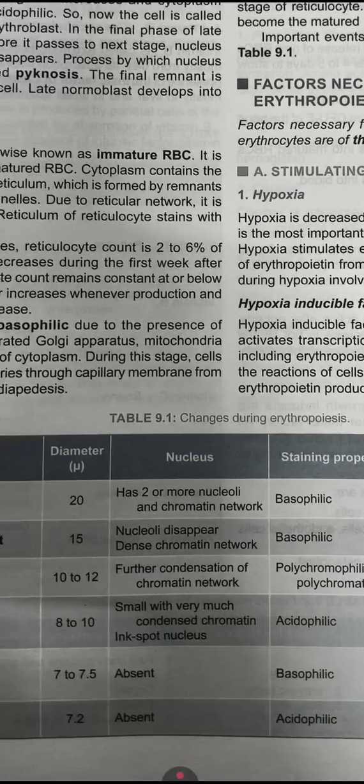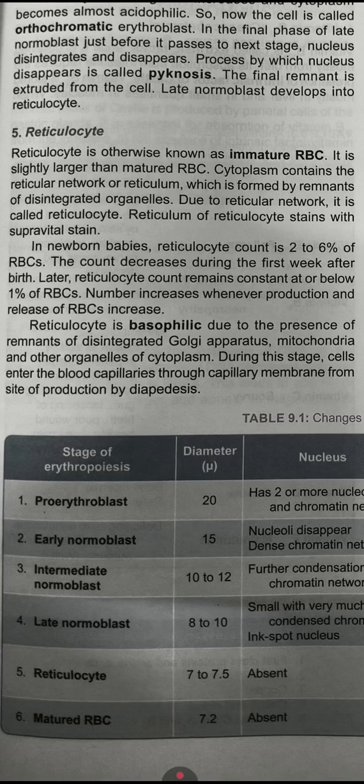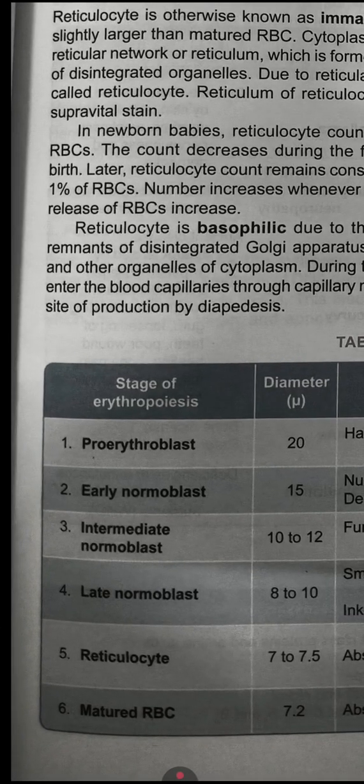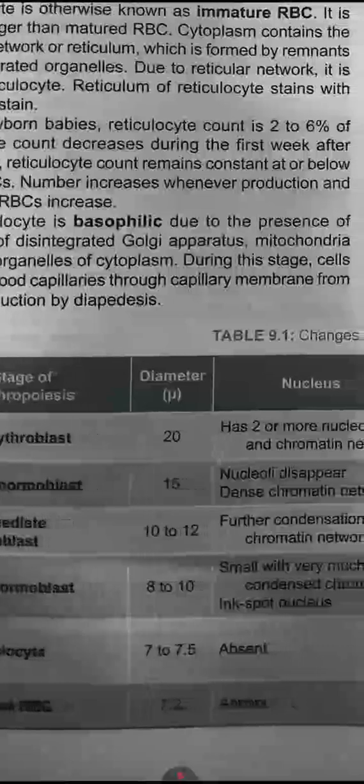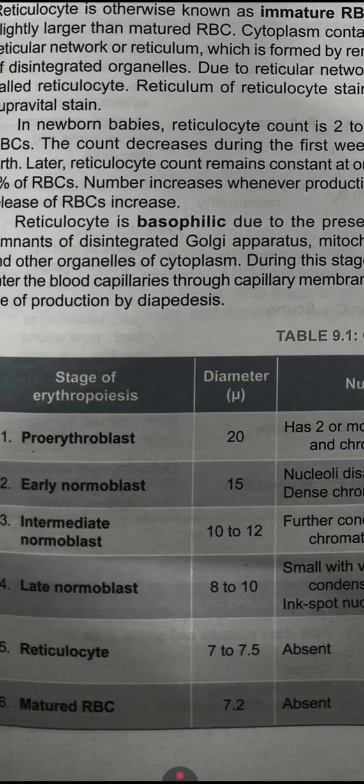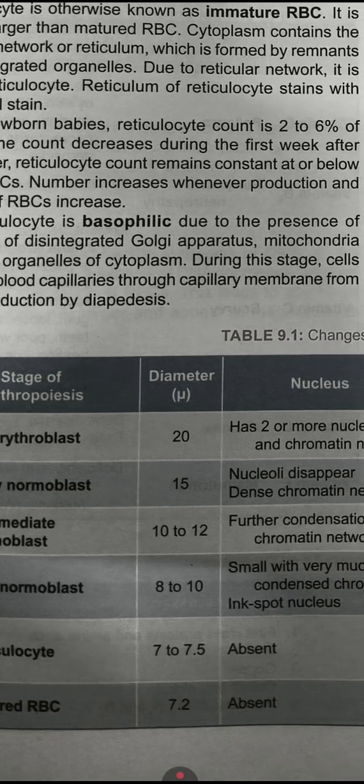First, if we see this, we will be able to understand all. The stages of erythrocytes: pro-erythroblast, early normoblast, intermediate normoblast, late normoblast, reticulocyte and mature RBC. Diameter: in first stage it was 20 micron. Then in the next stage it became 15. In the third stage it became 10 to 12 micron. In the fourth stage it became 8 to 10 micron. In the fifth stage it became 7 to 7.5 micron. And in the last stage it became 7.2 micron.